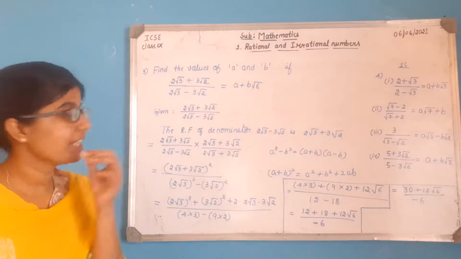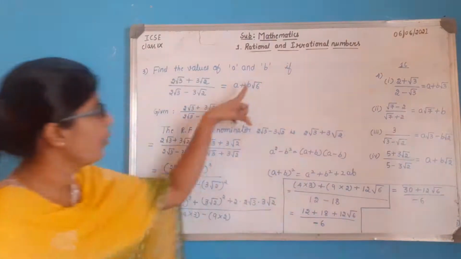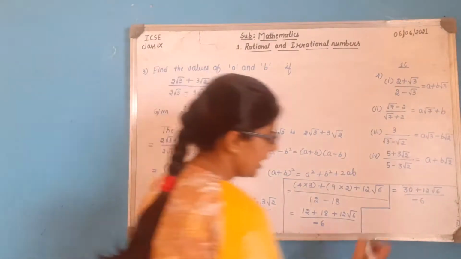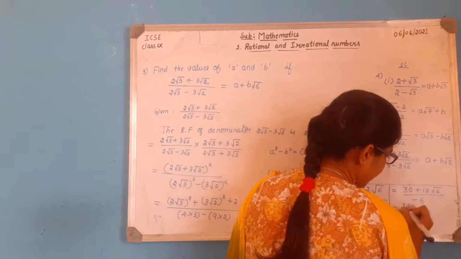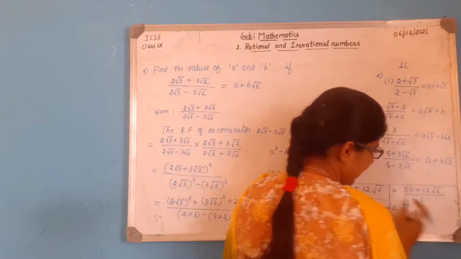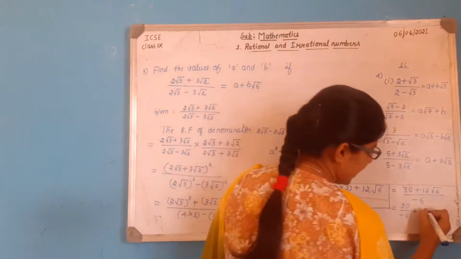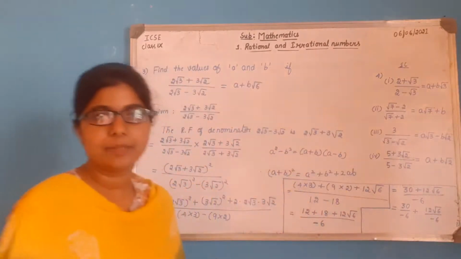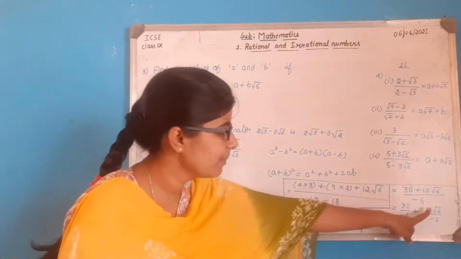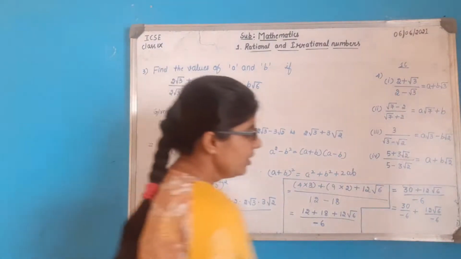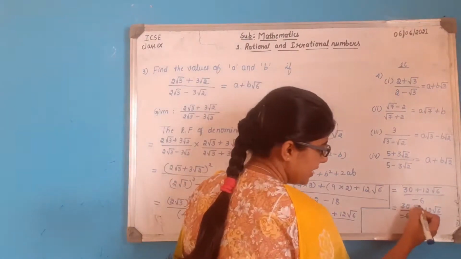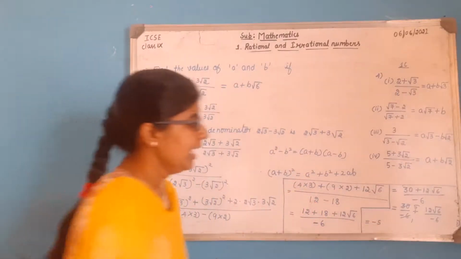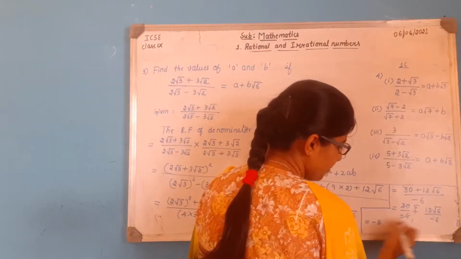Now the next step is very important. You have to convert this into the form a plus b root 6. So split it: 30 divided by minus 6 plus 12 root 6 divided by minus 6. Now 6 1s are 6, 6 5s are 30. So because of the minus, minus 5 remains. Minus 5. Next, plus into minus is minus.